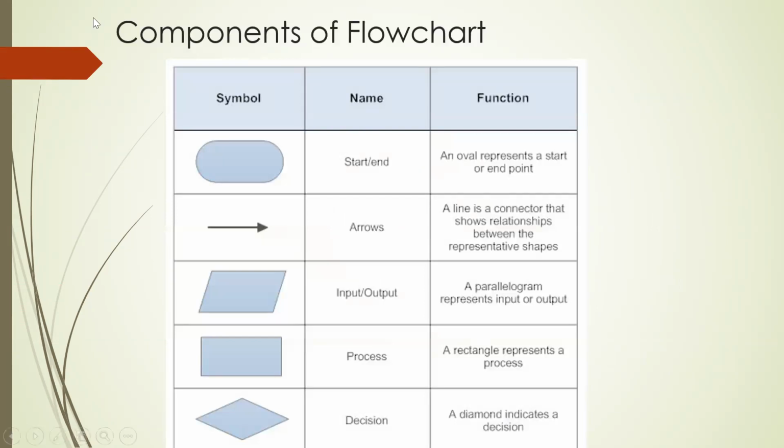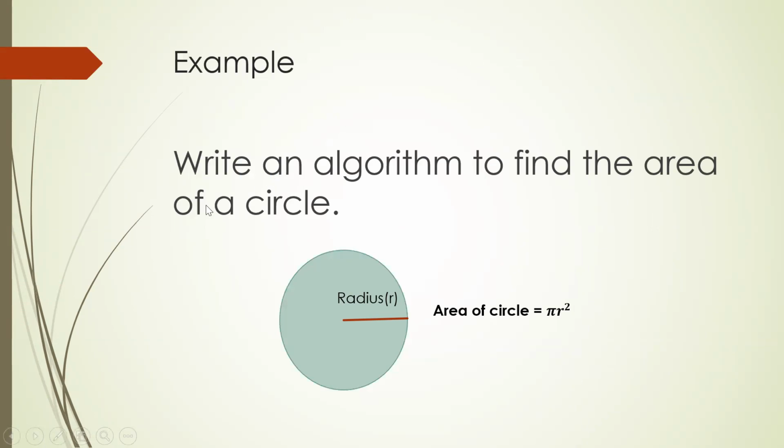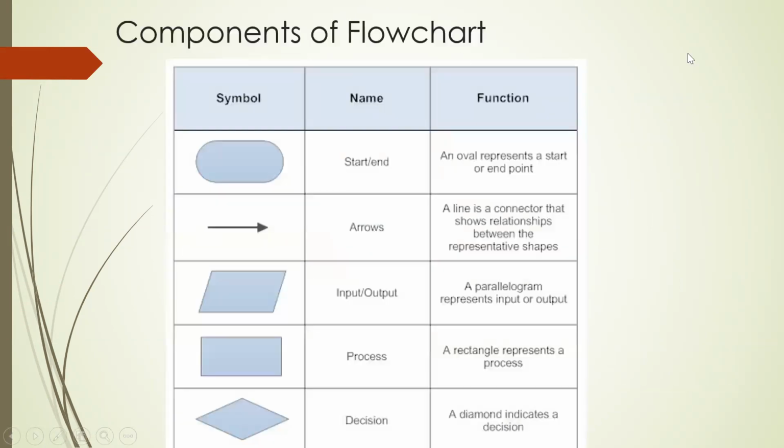So now, as we are saying that the flowchart is a pictorial representation, we should know what the symbols are that are used for drawing a flowchart, right? Here you can see we have an oval symbol. What does this represent? This is also known as the start and stop, or start and end, symbol. This is basically used to indicate the beginning and the ending of a flowchart. Next, we have the arrows. Arrows are basically used to connect the different shapes in the algorithm. This is also known as a line connector that shows the relationship between the representative shapes.